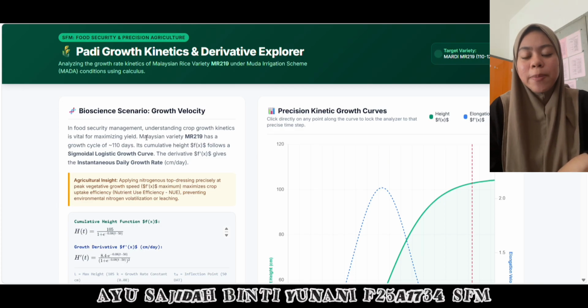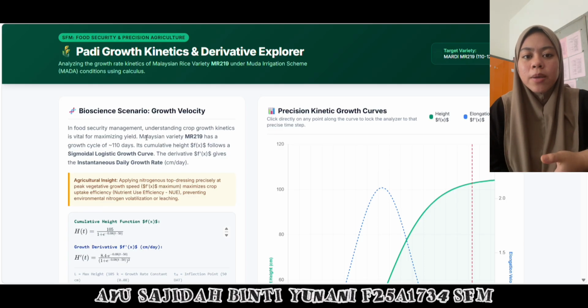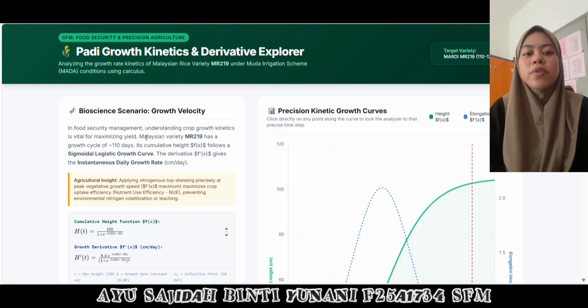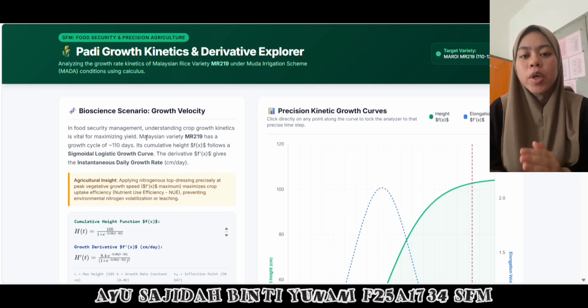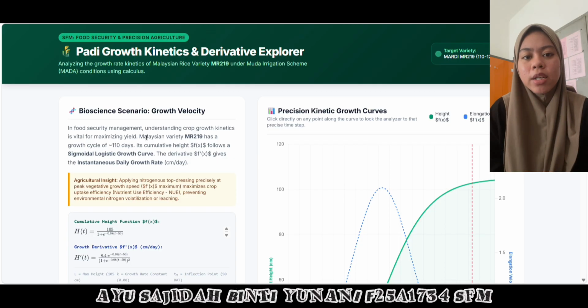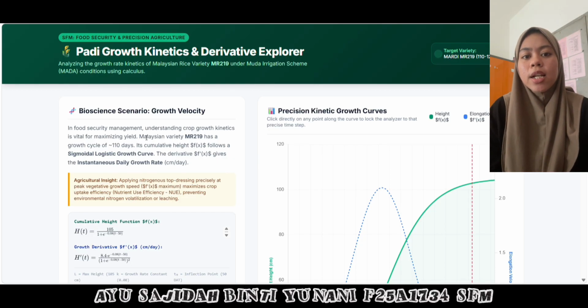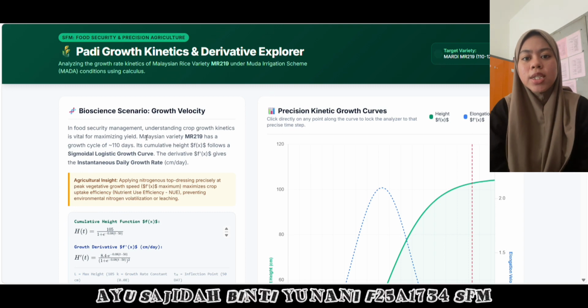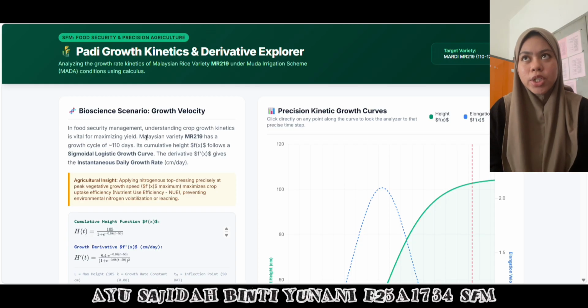So today I will present my part of our interactive website called BioCalc, which is designed for sustainable food security in Malaysia. The purpose of BioCalc is to show how mathematical derivatives can solve real-world agriculture problems. It connects calculus with farming decisions, helping farmers reduce waste, save costs, and increase food production.